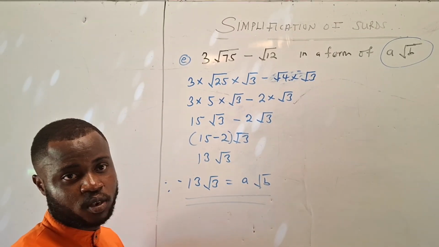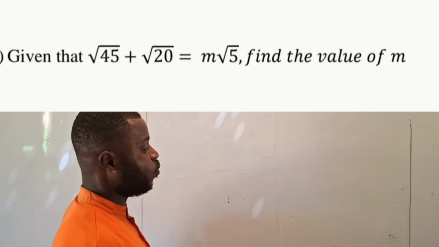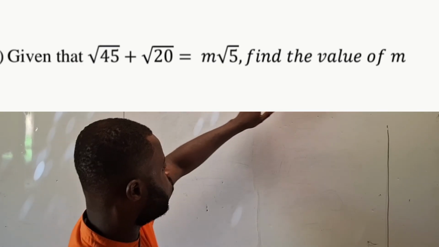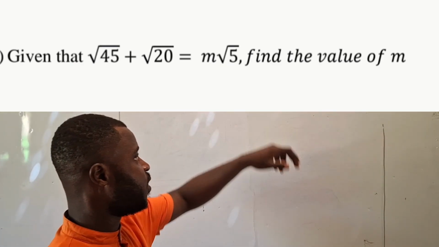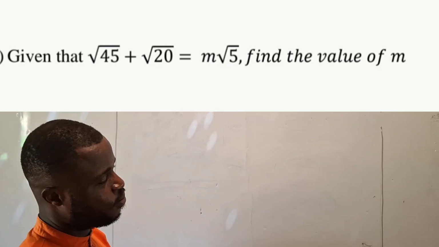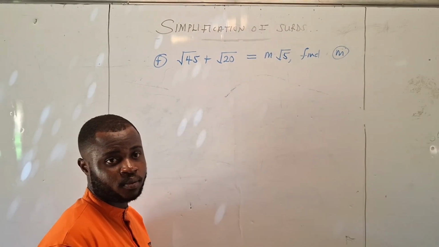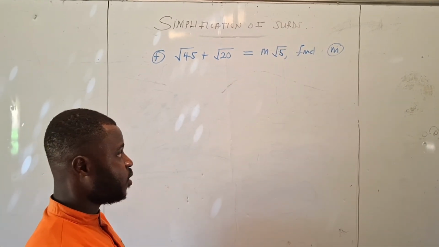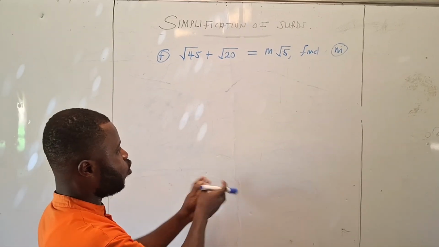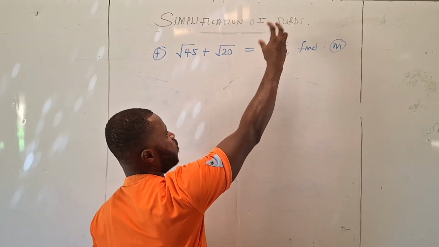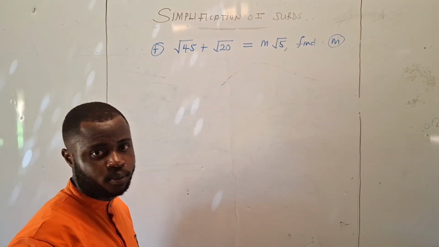So let's take the last question on this. Now we are to solve root 45 plus root 20 is equal to n root 5. Find the value of n. This is not anything difficult. They are telling you that after you have finished solving, the number that will be in front of the root is the value for n.